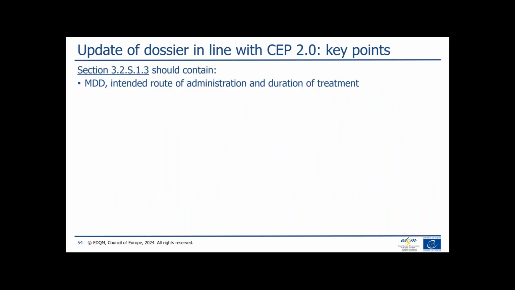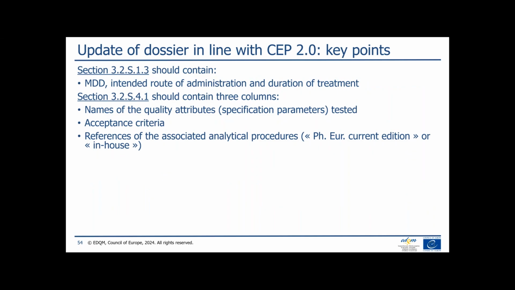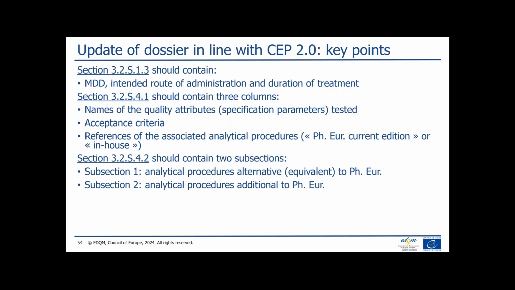Section 1.3 should contain MDD, intended route of administration, duration of treatment. Section 4.1, names of the quality attributes, acceptance criteria, and what is also new and now obligatory is references to the associated analytical procedures. Two wordings are possible: Pharmacopoeia current edition or in-house, and that's it. One of two has to be selected.